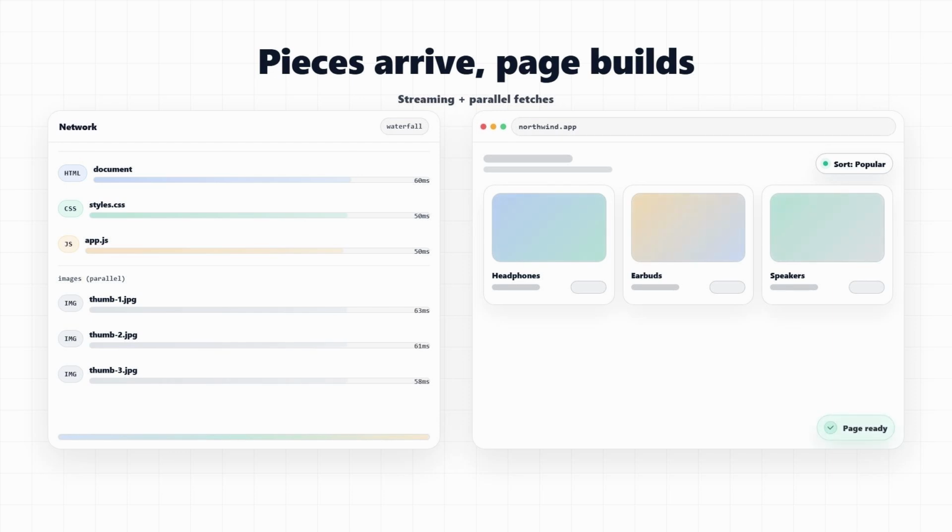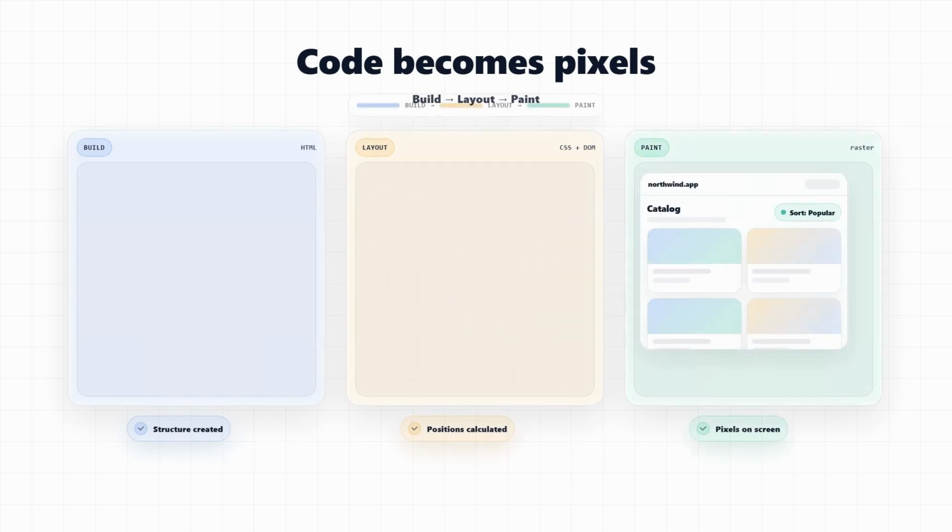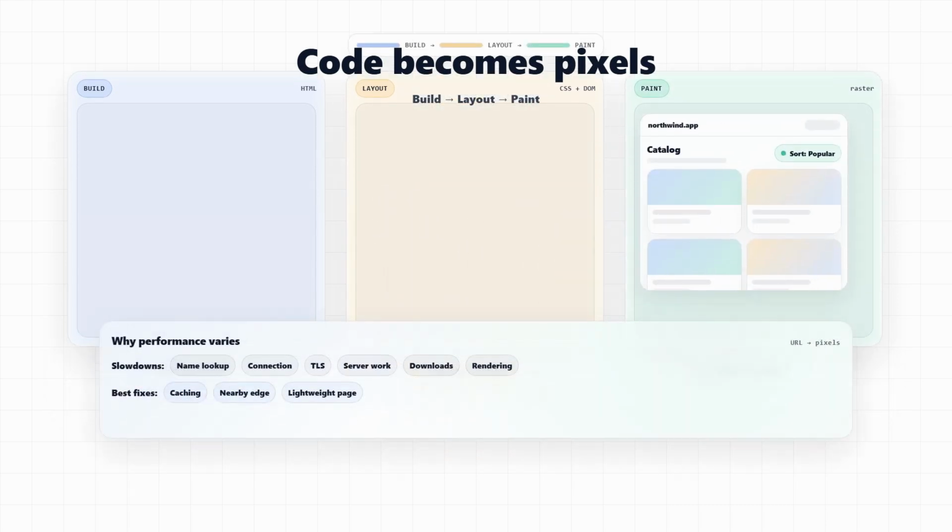Finally, the browser turns code into pixels. It builds the DOM from the HTML, calculates layout using CSS, and then paints the final result to the screen. That is the full journey from a URL to a finished page, happening in seconds.